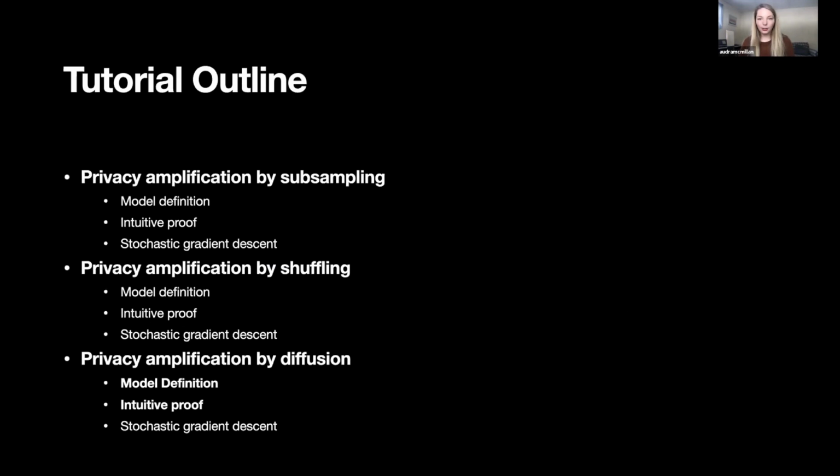The remainder of the talk is going to work like this. I have 3 privacy amplification techniques that we're going to talk about. Each one is kind of its own model, so I'm going to define the model, give some intuition for why that technique amplifies privacy, and then we're always going to jump back to gradient descent and think about how that technique can be used to analyze gradient descent.